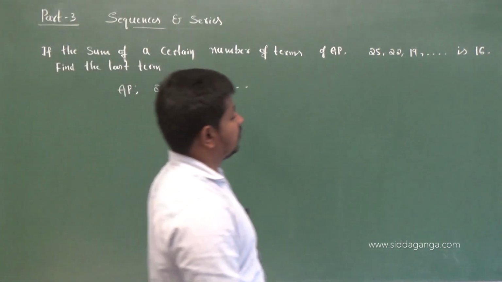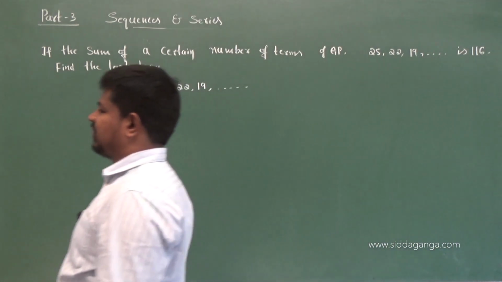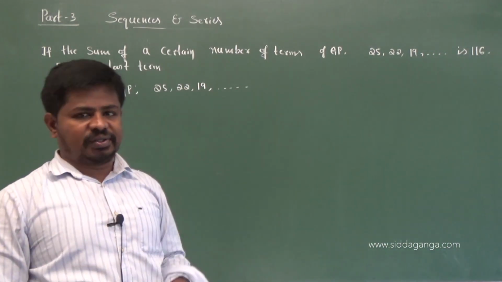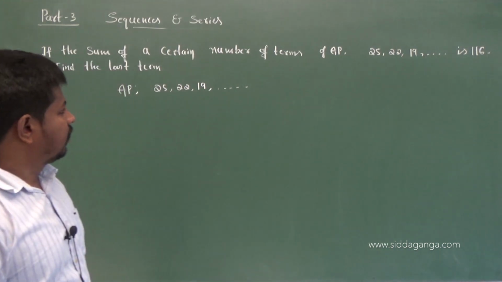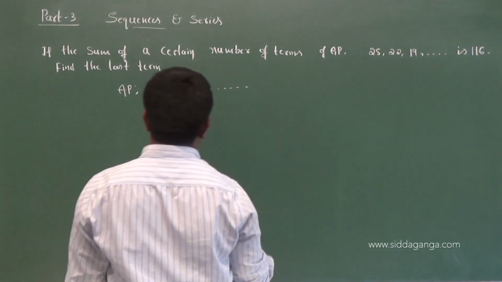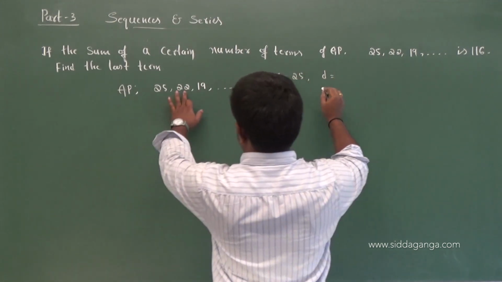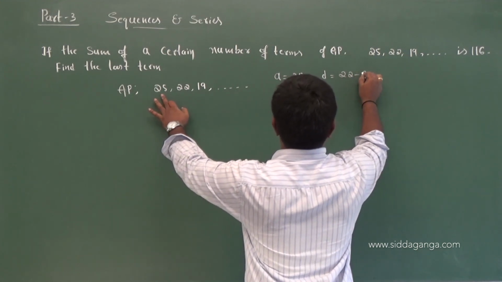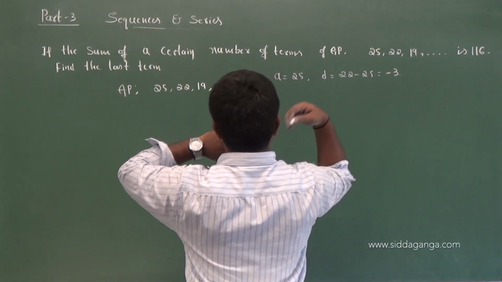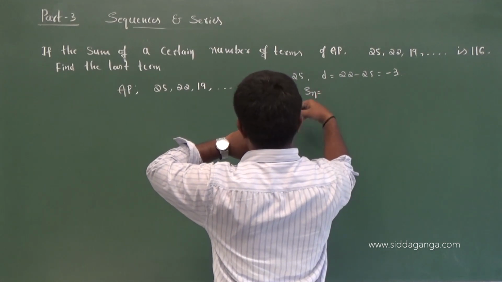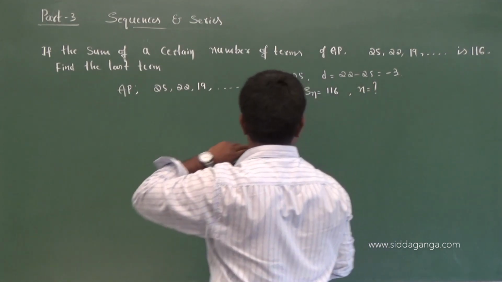Sorry, it is not 16, this is 116. The sum of some terms of this AP is equal to 116. Then for what value of n? I mean, for how many terms does the sum become 116? That's the question. Here we have a equal to 25. Common difference d is a2 minus a1, that is 22 minus 25, which is minus 3. D is minus 3. So we have to find n. Sn is given. For some number of terms, the sum is 116. For what value of n? That's the question now.